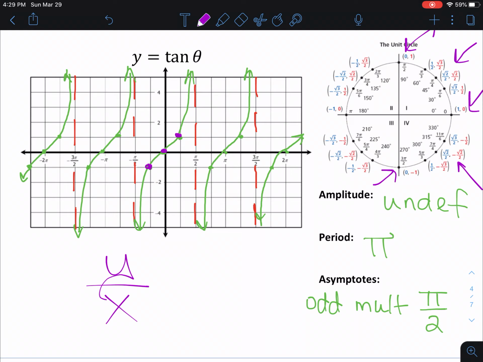Our period for tangent is just one of those sections, and the period kind of straddles the y-axis. So half of the period is to the right of the y-axis, and half of the graph is to the left. But our period total there is pi, because then we start to repeat again. The asymptotes, all the red lines, you'll notice, are at odd multiples of pi over 2, so pi over 2, 3 pi over 2, etc., and back the other way.